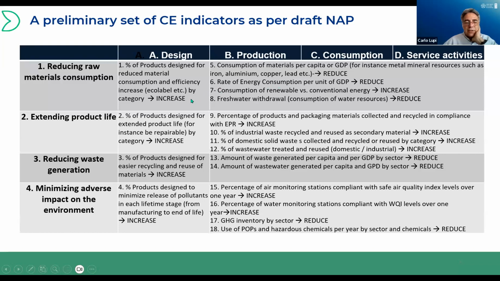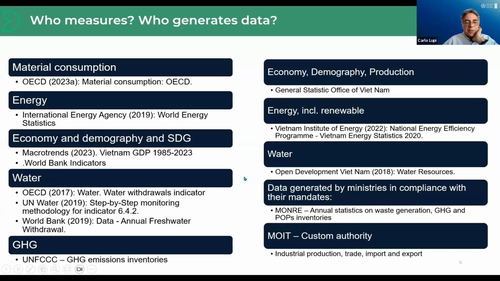And as of now, the National Action Plan, the draft National Action Plan, is not yet deciding a quantitative target, but we can identify for each indicator whether we want an increase to increase circular economy or a reduction. For instance, the rate of energy consumption per unit of gross domestic product is to be reduced to enhance the circularity of the country. Another important aspect, maybe the most important aspect, is whether to gather information.